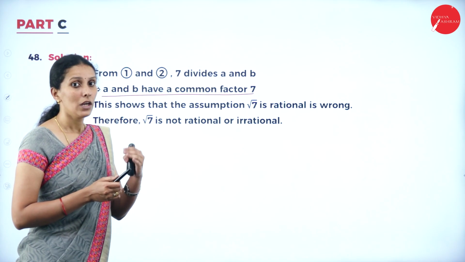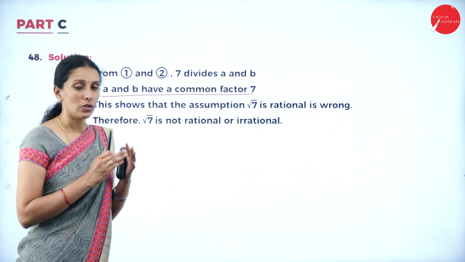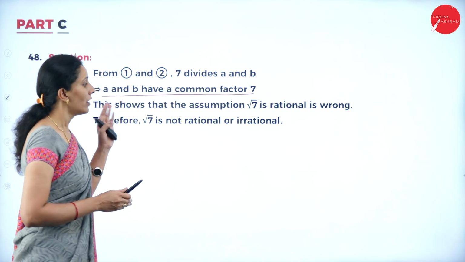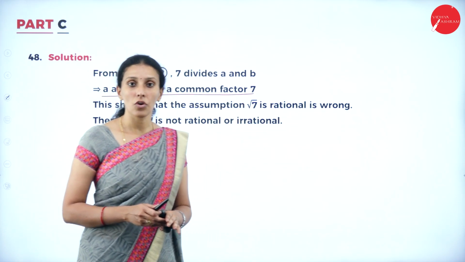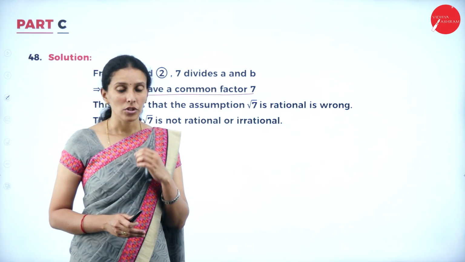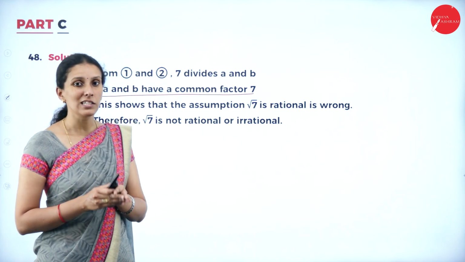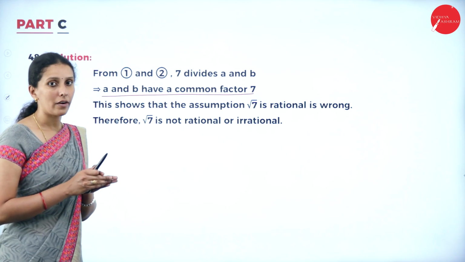What we have assumed, root 7 is rational. So therefore, what we can conclude is that this shows that the assumption root 7 is rational is wrong, or we can write our assumption is wrong, hence root 7 is irrational or not rational.